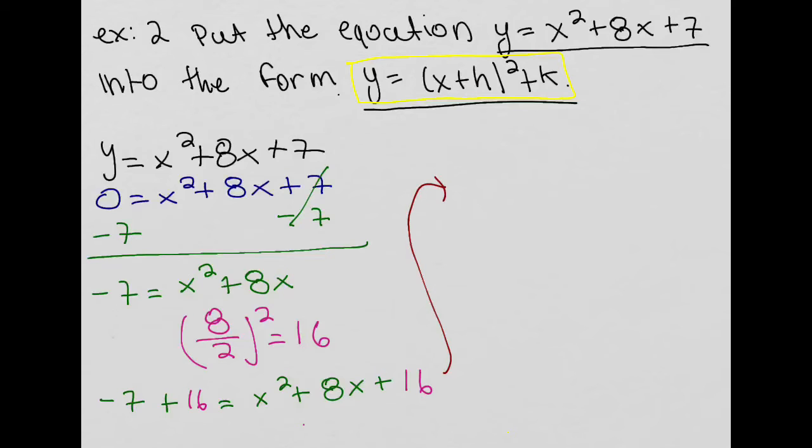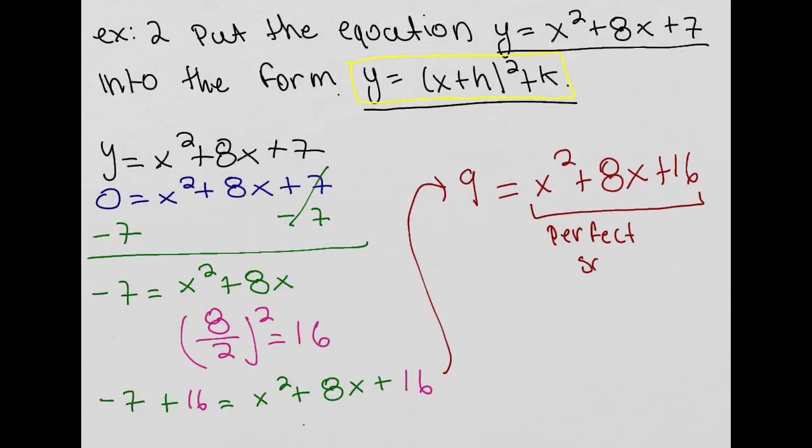Okay, so then I'm going to go here. 9 equals x squared plus 8x plus 16. Now, again, this turns into a perfect square trinomial. Okay, so the answer to that is going to be x plus 4.